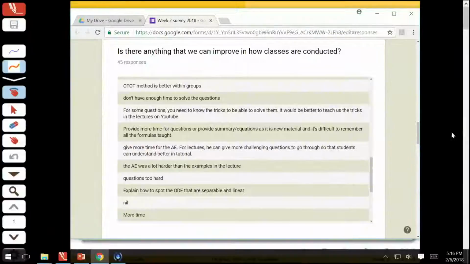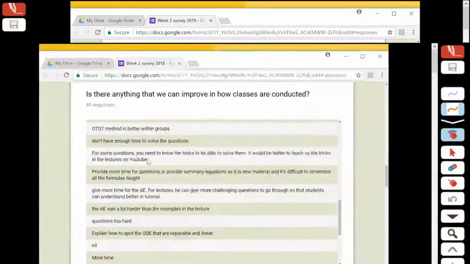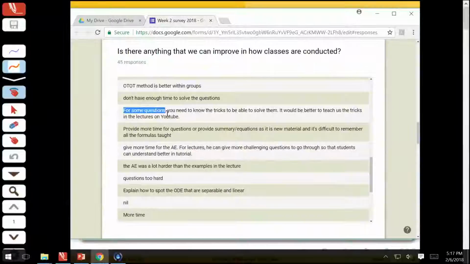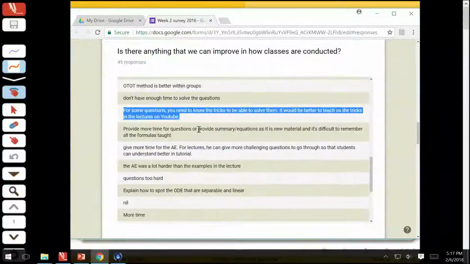Let me comment on this suggestion. It says that for some questions, you need to know certain tricks to solve them, and the suggestion is that I should teach you those tricks in the lecture. Now the thing is that mathematics is not about memorizing how to solve different types of questions.